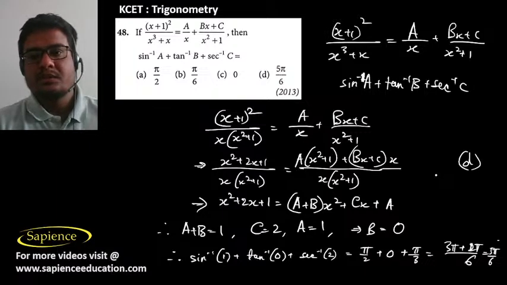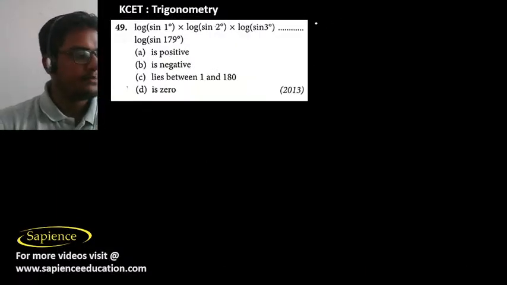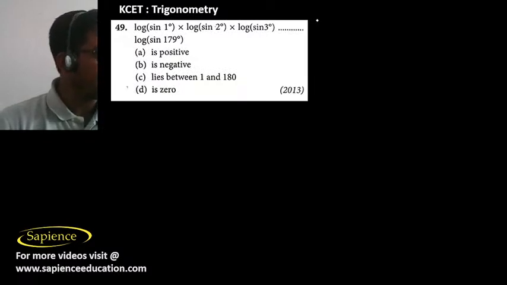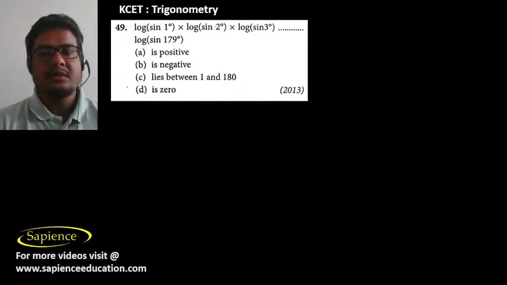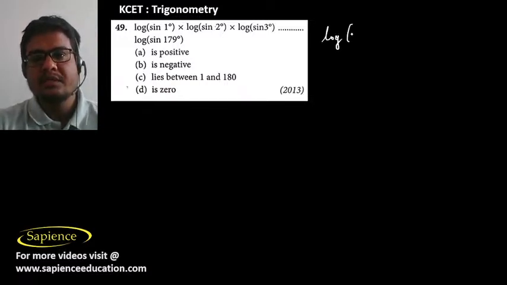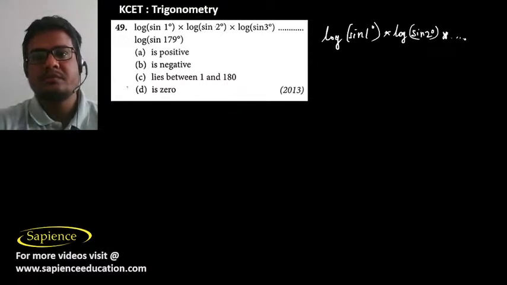Okay, then we shall go to the next question, which is question number 49. Here it is told to find log of sine 1 degree into log of sine 2 degree into, and so on, till we have to go till log of sine 179 degree.